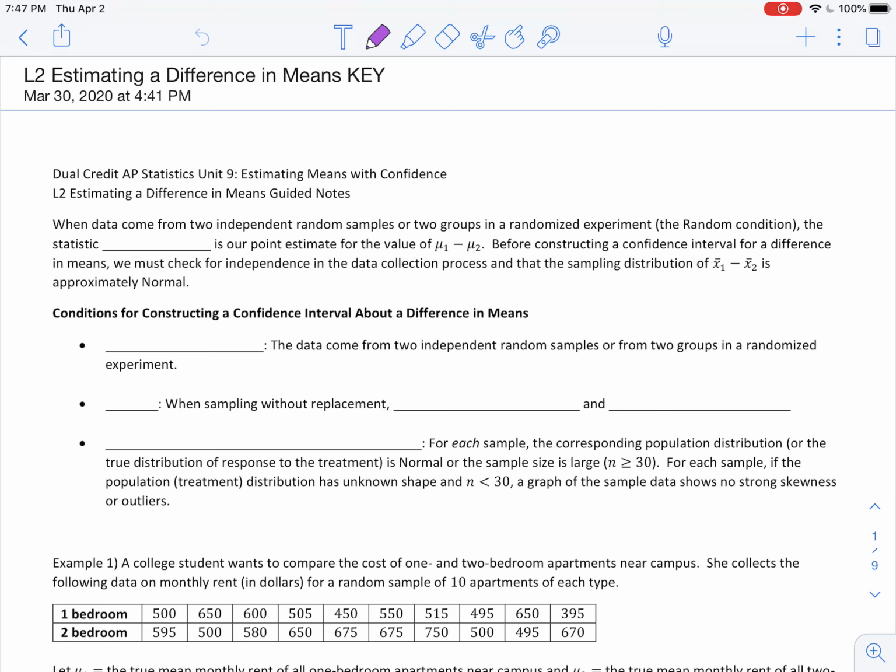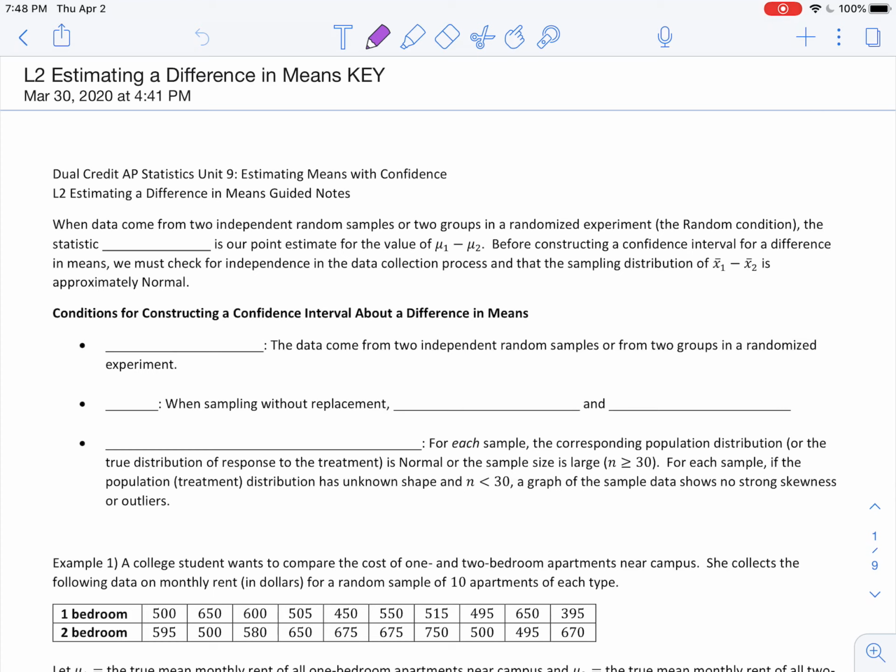Unit 9 Guided Notes Lesson 2. So we're talking about estimating the difference in means. What we're looking at here is really if you're trying to make a comparison. For example, is there a higher level of zinc concentration at the bottom of a well than at the top on average? Or you're just trying to make comparisons for your averages, but you now have two groups. So it's still talking about the population parameters, but now it's the difference in their means.